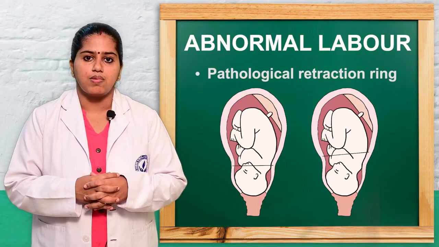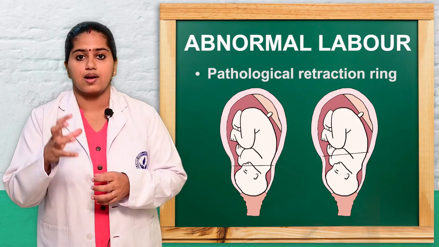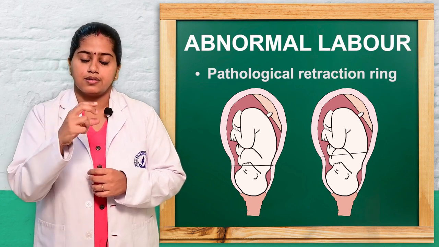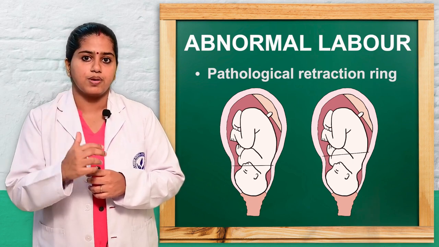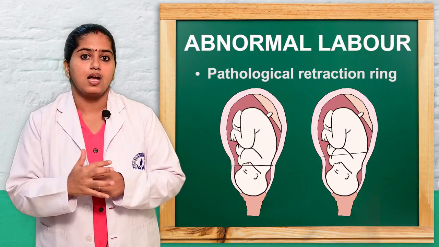Then next another problem is pathological retraction rings. According to the contraction and retraction of the muscle fibers, there will be a groove that is formed between the upper and lower uterine segments. So, this can be felt on the abdomen.